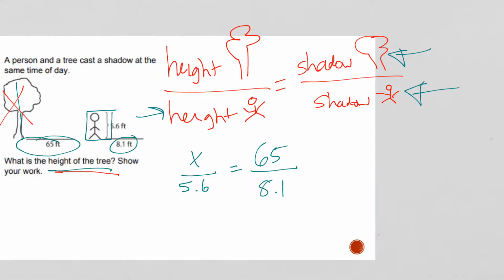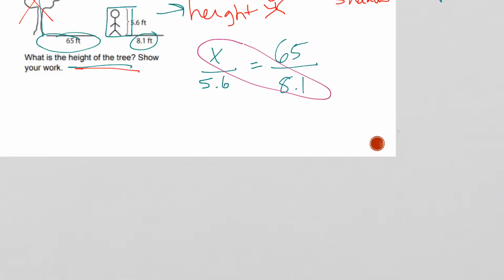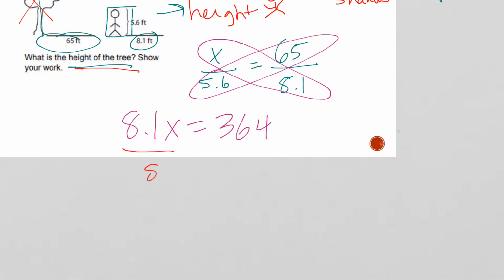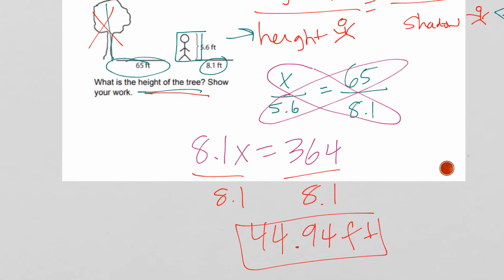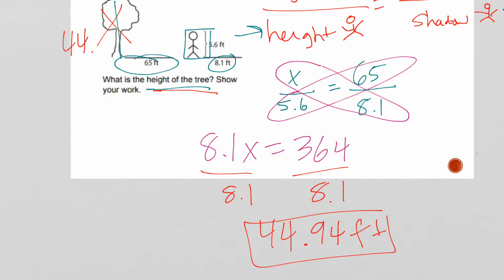So I'm going to cross multiply and solve for x. So x times 8.1 is 8.1x. And 5.6 times 65 is equal to 364. To solve for x, I have to divide both sides by 8.1. So if I divide both sides by 8.1, I end up getting 44.94 if I round, feet. So that would be the height of my tree, 44.94 feet.